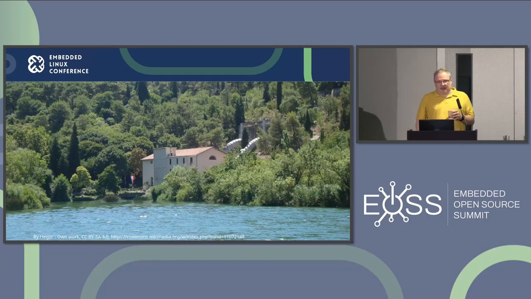This is the Jaruga 2, a hydroelectric power station in Croatia. That's the river Krka in the front. And it's number 2. It has an older sibling, number 1, Jaruga 1. That was built in 1895.